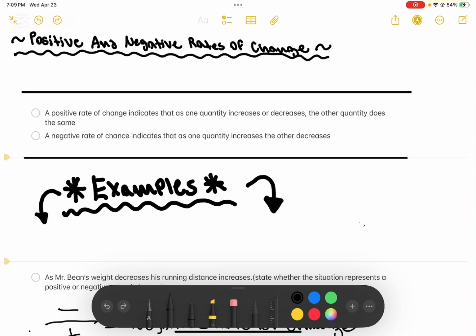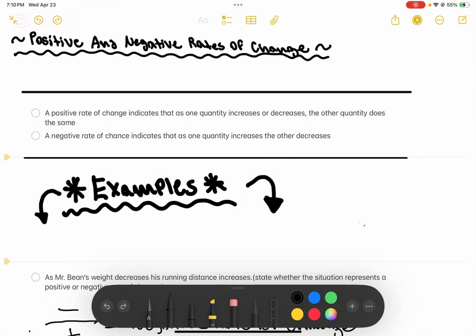So here is another question that you could be possibly tested on. Positive and negative rates of change. Sometimes they don't even give you numerical values or a function, and they give you a word problem that you have to figure out to be the rate of change. So here are some brief little definitions. A positive rate of change indicates that a quantity increases or decreases and the other quantity does the same. A negative rate of change indicates that as a quantity increases, the other decreases.